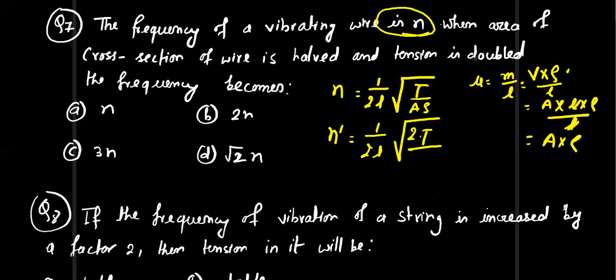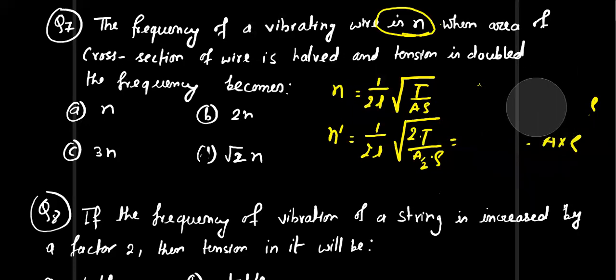In the second case I'm going to replace this A by A by 2, and rho remains the same because the material of the wire is the same. So these two will multiply here, 2 into 2, that means 4. If you take this 4 outside of this root, then, let me drop this portion.